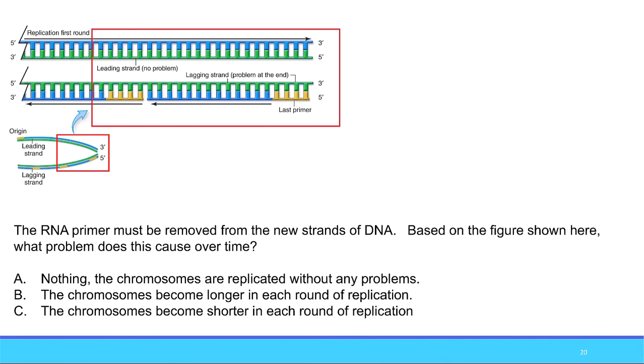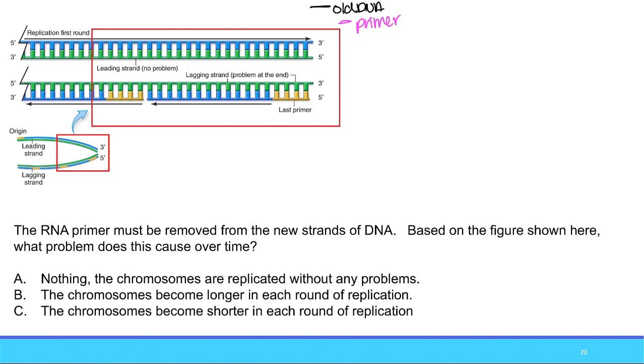Here on the top, what we have is 2 strands of DNA. We'll go ahead and draw this out. So here's our old DNA, and we'll keep our colors consistent with the ones that we've been using.